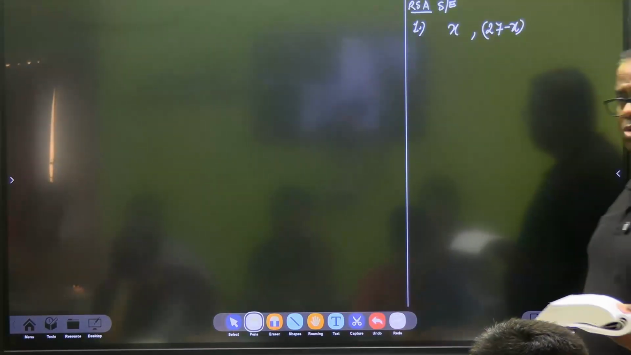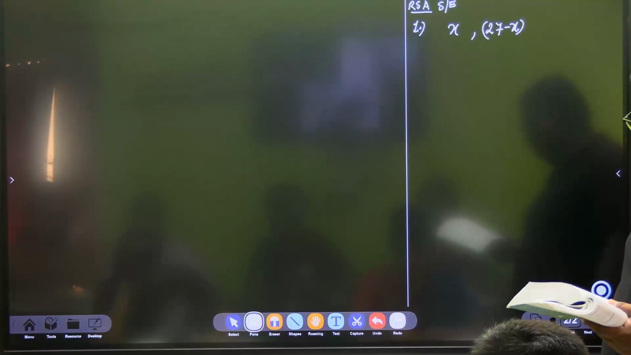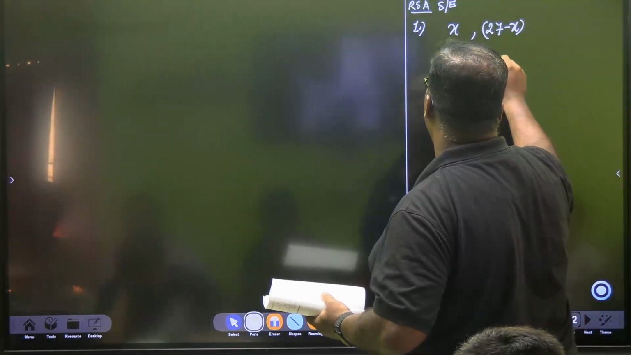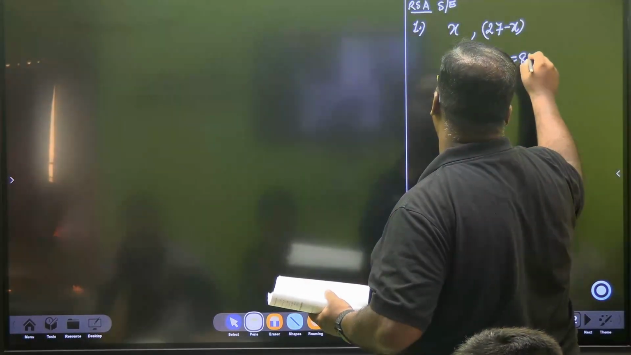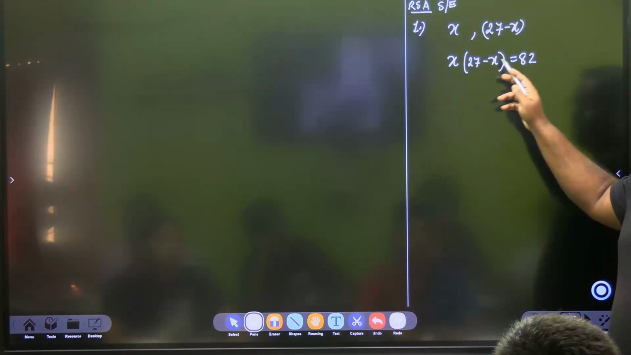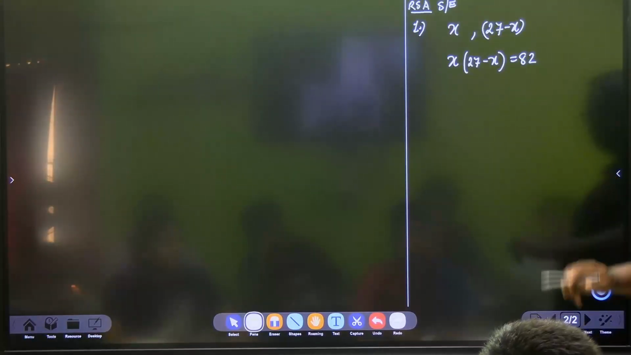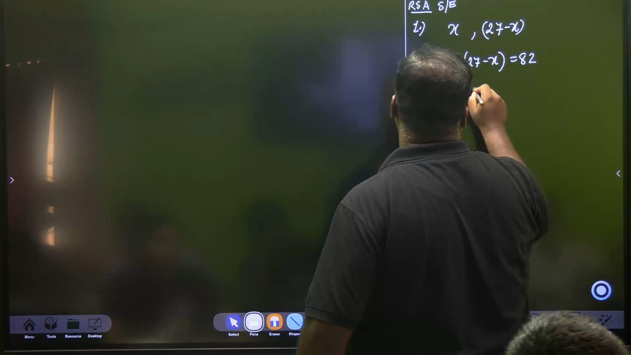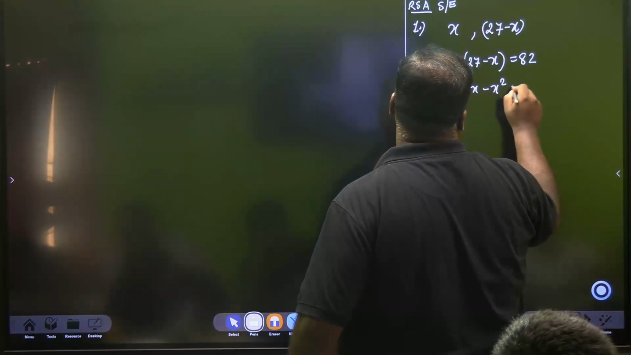This is a thought process. You add them up, how much does it become? 27. And their product is 182. So the next thing is their product: x into 27 minus x is equal to 182. Done. My question is set up. This is the quadratic equation. So how will it look? 27x minus x square equal to 182, and then we have to rearrange it.